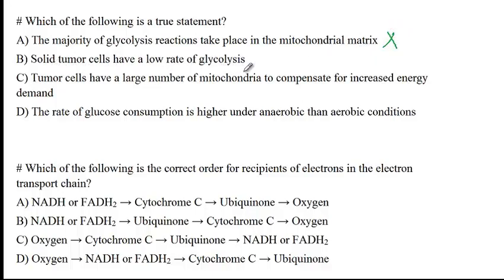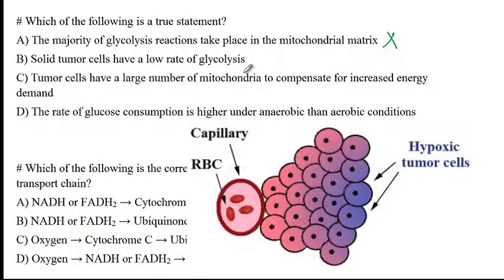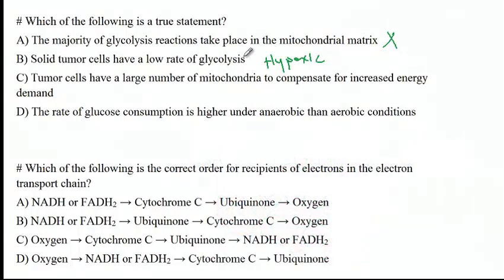Solid tumor cells have a low rate of glycolysis. What happens with tumor cells is that they lack the extensive capillaries required for feeding oxygen to the tumor, as a consequence of which tumor cells are mostly surviving under hypoxic conditions, and so therefore they have a high rate of glycolysis, not low rate, high rate. And for the same reason, they don't need a large number of mitochondria. They just need a small number because they're going through glycolysis. Why do they need mitochondria when they don't have oxygen? So choice C and choice D are also incorrect.